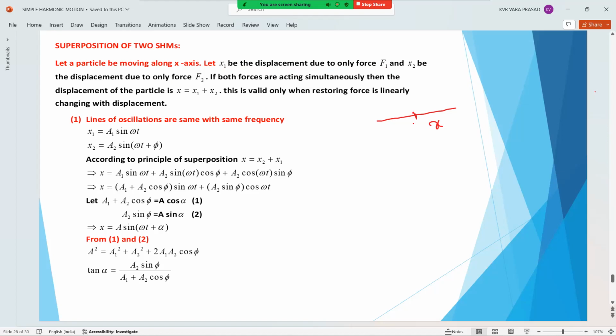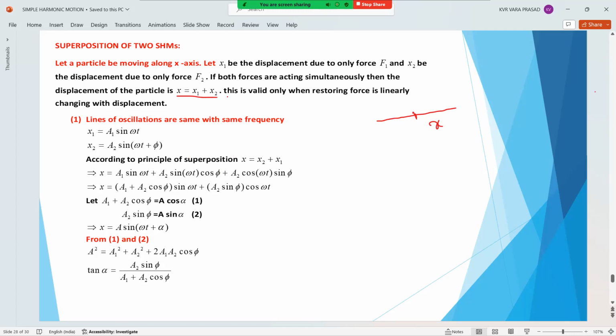Now replace F1 with some other force F2. Then the displacement of the same particle as a function of time is x2. Now, if both forces are acting simultaneously on the particle, what will be the displacement of the particle? That is given by x equal to x1 plus x2. This is according to the principle of superposition.